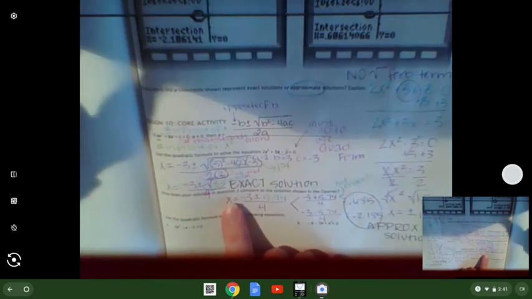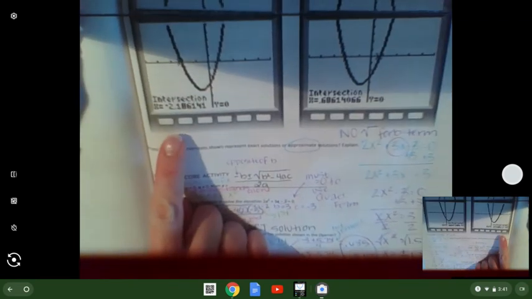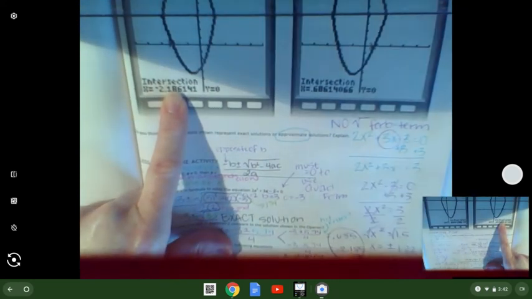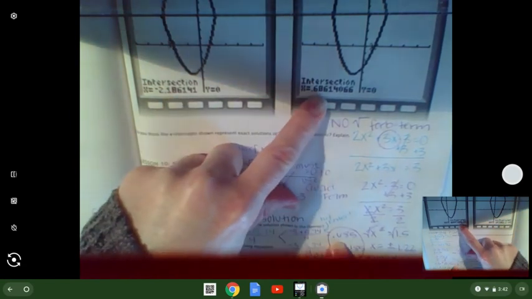Now, it did say compare those to the solutions in the opener. You will notice -2.186. We got -2.185. Really the same thing. We did some rounding. 0.686, 0.685. Again, really the same thing. But when we square rooted that 33, we had to do some rounding.